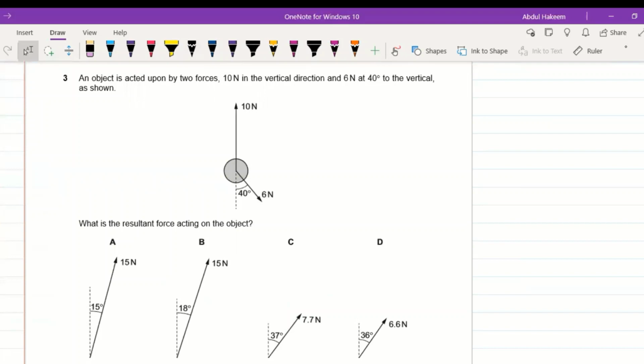And the next, question number 3. An object is acted upon by two forces, 10 Newton in the vertical direction and 6 Newton at 40 degrees to the vertical, as shown. Which is the resultant force acting on the object? So by drawing, we have to add these two. Look, this is 10 Newton. We have to add the 6 Newton in the same direction. This is the resultant.